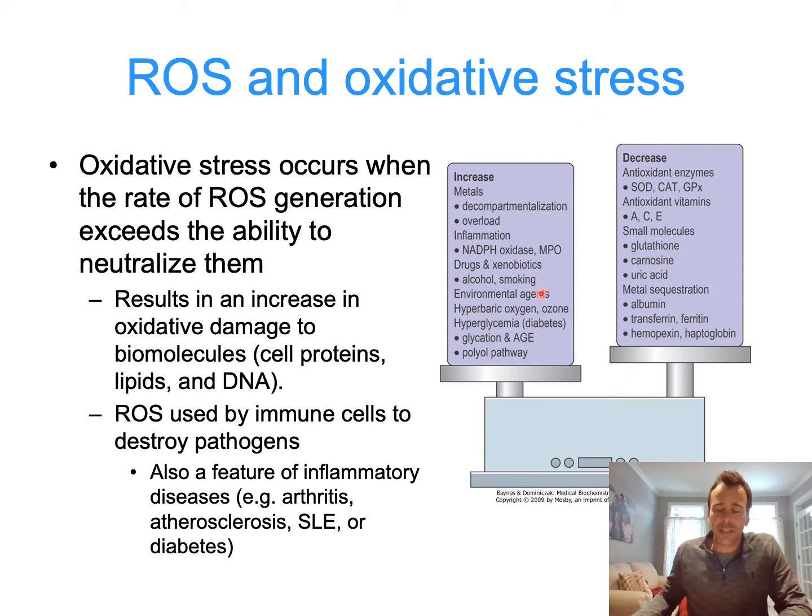An increase in oxidative stress, and thus an increase in the rate of reactive oxygen species, can be due to an increase in metals, overload and inflammation, an increase in some enzymes, and increases in alcohol and smoking. Whereas a decrease can be the result of antioxidant enzymes, such as superoxide dismutase, which we'll talk about, some small molecules such as vitamins A, C, and E, glutathione, uric acid, and some other small molecules as well as proteins.